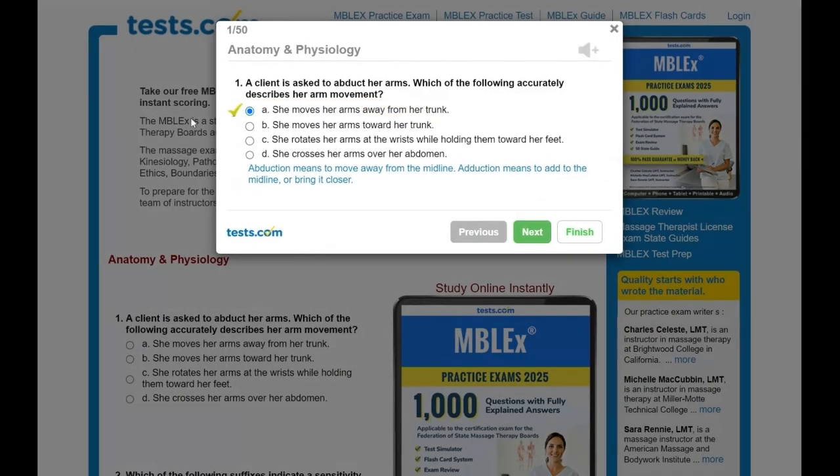A. She moves her arms away from her trunk. Abduction means to move away from the midline. Adduction means to add to the midline or bring it closer.